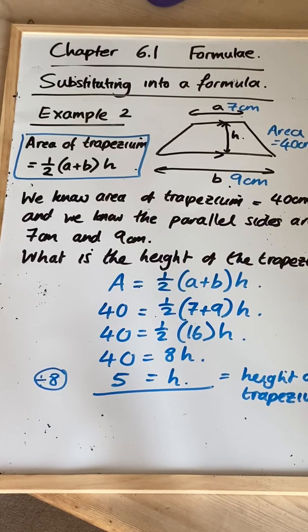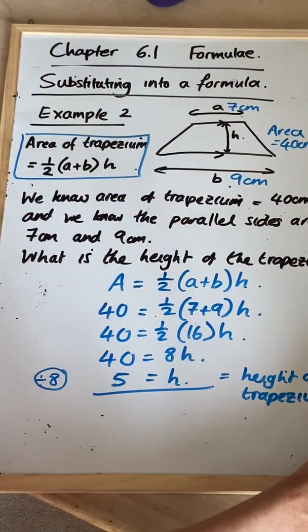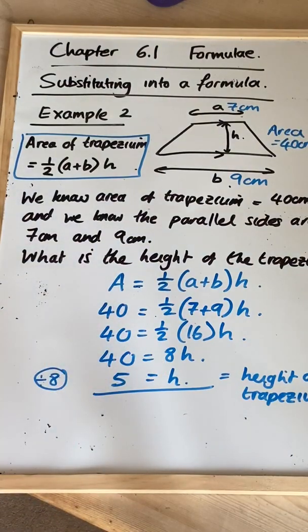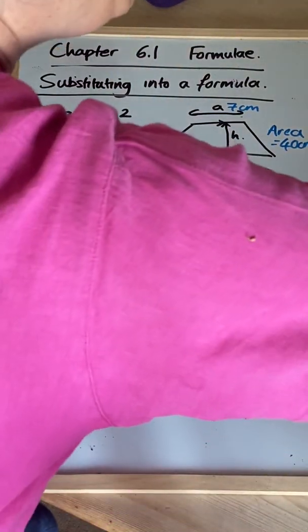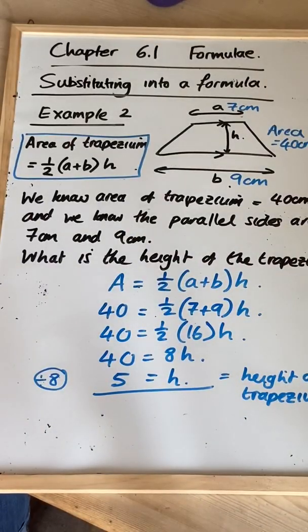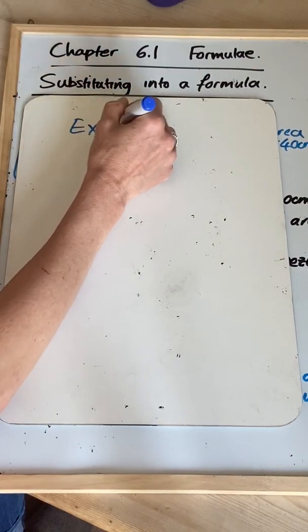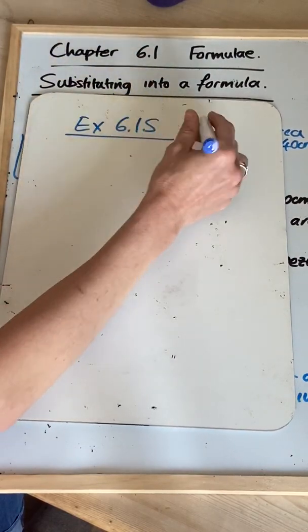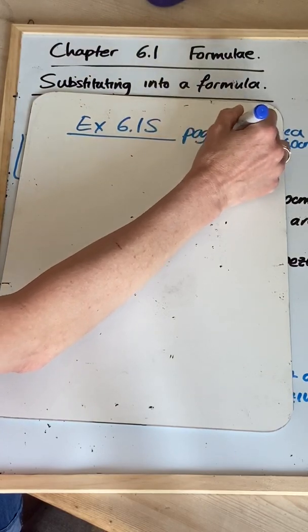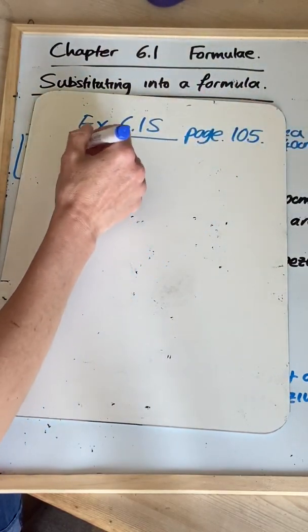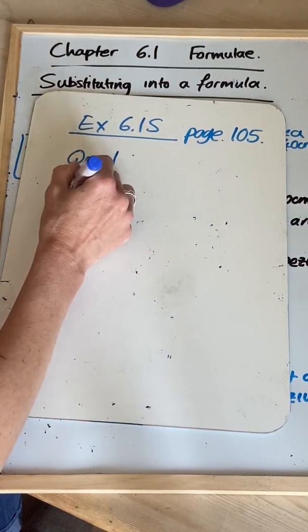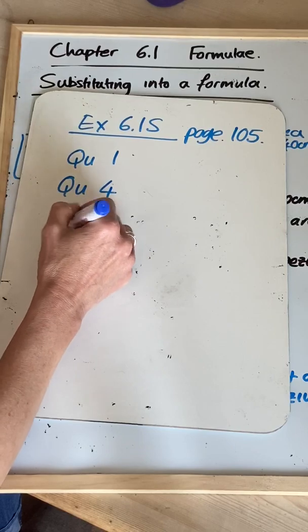Okay, gents, I think you are ready for some questions now. So the questions that I'm going to set based on the work that we've done here. So if you haven't copied this down, gents, or actually I'll get another whiteboard. Here we go. If you haven't copied that down yet, pause the recording just for a moment. So the work that I'm going to set you based on this is exercise 6.1s from your books. That's on page 105. And the questions you're going to do are question 1, question 4, and question 5.